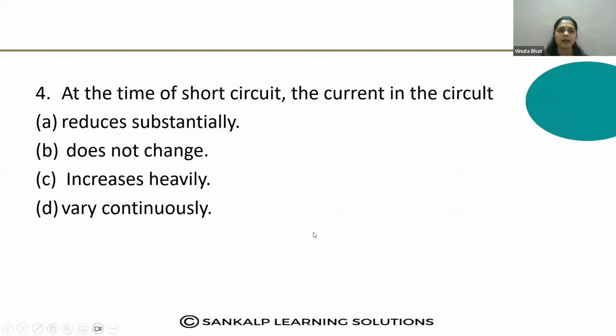Next question. At the time of short circuit, the current in the circuit: reduces substantially, does not change, increases heavily, varies continuously. At the time of short circuit, the current in the circuit increases heavily. The correct option is increases heavily.